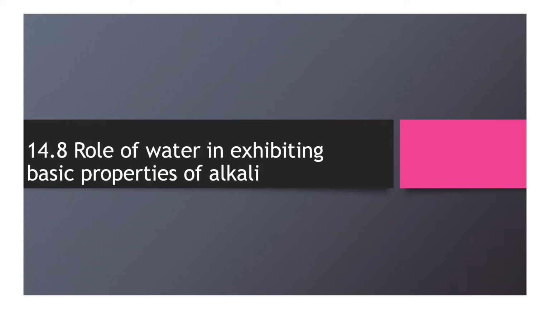3.8, we're going to talk about the role of water in helping the alkaline exhibit the basic properties. Just like the previous sections, where we learned about the role of water in acid. In acid, they need water to help the acid ionize to give H+. So this time, we need water to do the same thing. So we help the alkaline dissociate to give hydroxide ion for the alkaline property.